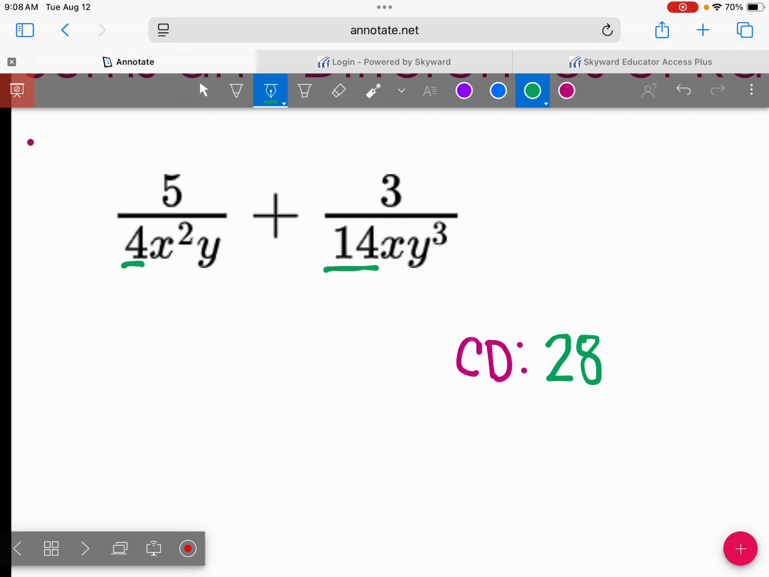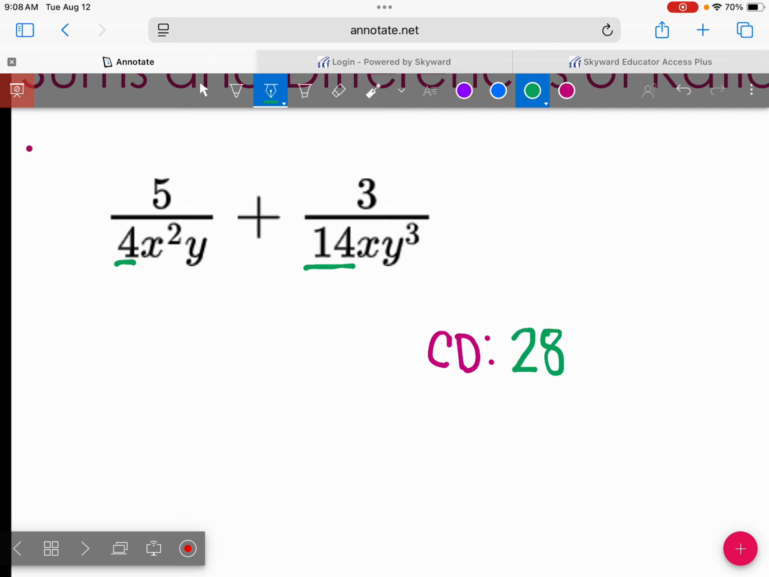Could you also multiply each? You could take 4 times 14 and do that. You're just going to then have to simplify at the end, because we would have common factors between our numerator and our denominator. Would it be 28? Yep. Because then we look at our x's and say, well, I have one x and I have two x's, so we know we need to have at least two x's. And then if I have y and y cubed, I've got to have up to y cubed.